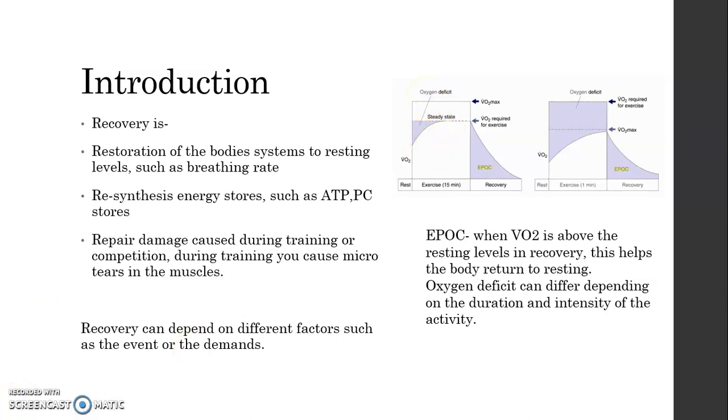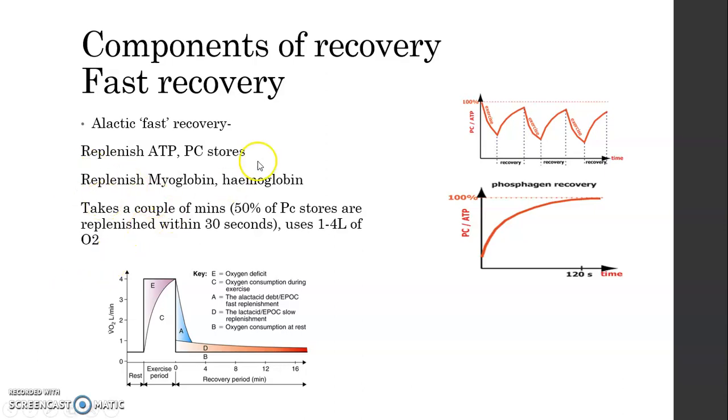There are two main parts to recovery. The first component is the fast recovery. As you can see on this graph, it's the part that is labelled A. It's the part that happens first. This is known as the lactic recovery. This is where the body replenishes the ATP and PC stores. Also replenishes myoglobin and hemoglobin with oxygen, so oxygen is able to be transported around the body in the bloodstream to the muscles, which will then reduce the oxygen deficit. This can take a couple of minutes.